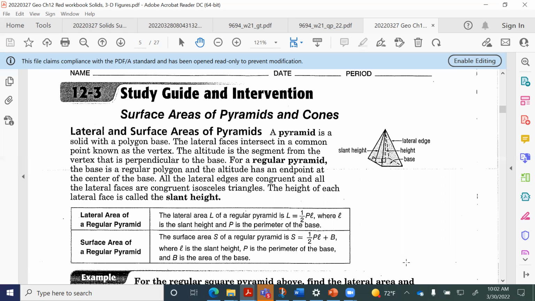We also have something that's referred to as the slant height. The slant height is basically the distance from the edge of the base to the vertex. Why would the slant height be important? Well, in our shape like our cone here, that slant height is acting as the height of what shape on the side? Triangle. So that slant height is the height of the triangle.